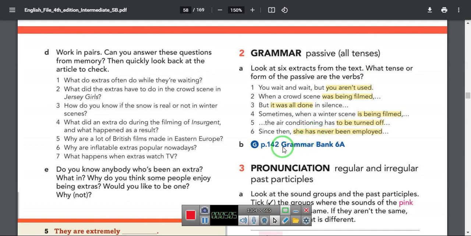And now let's go to grammar, page 142, and do some theory and practice.